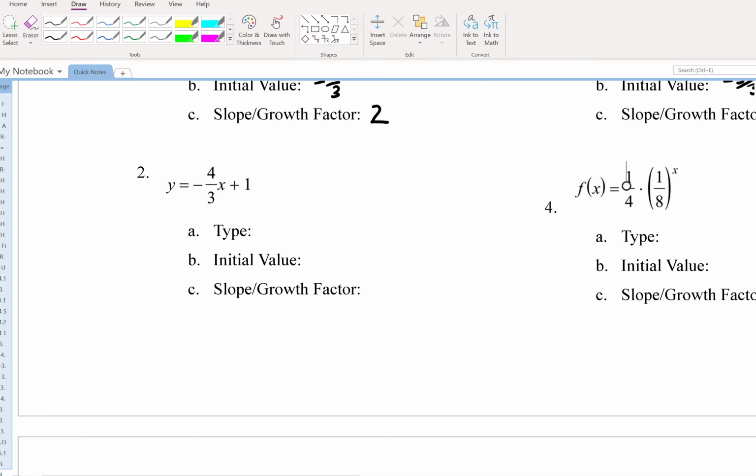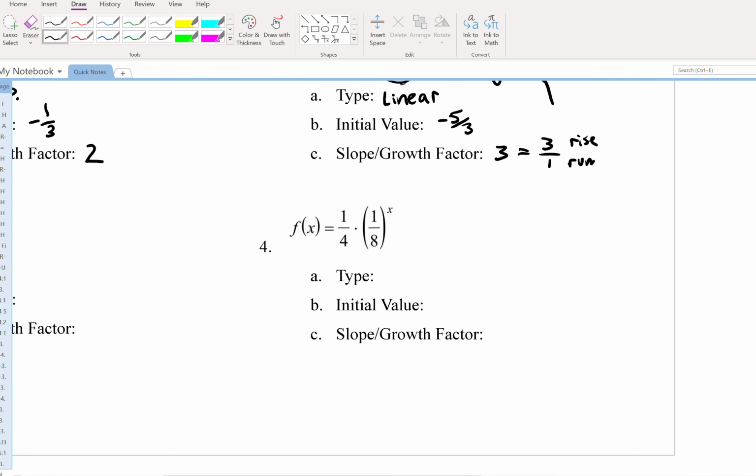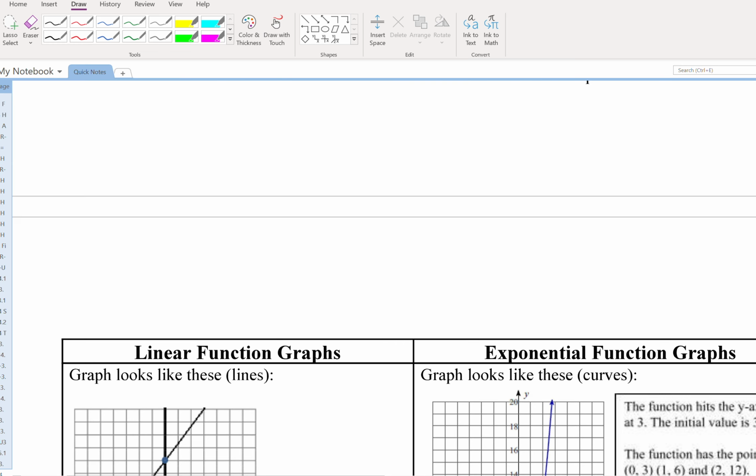All right. So this one would be linear, and this one would be exponential. I'll let you work through some of these just kind of on your own.